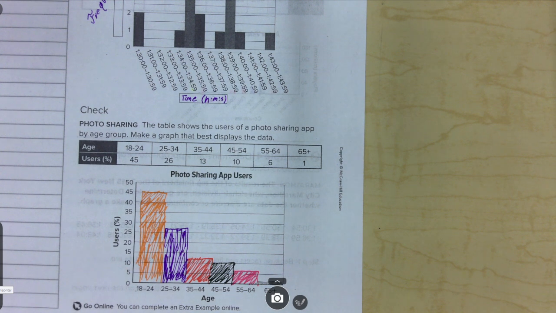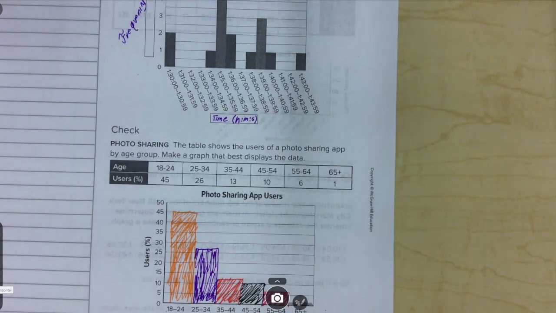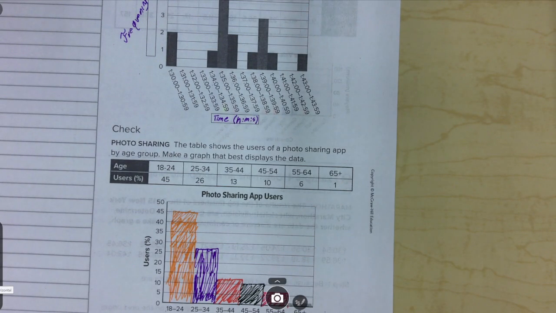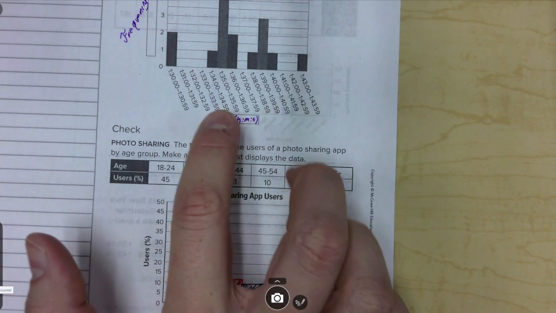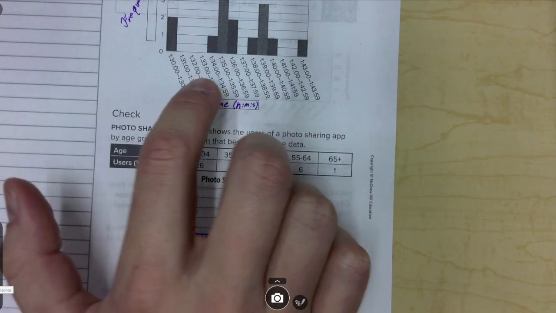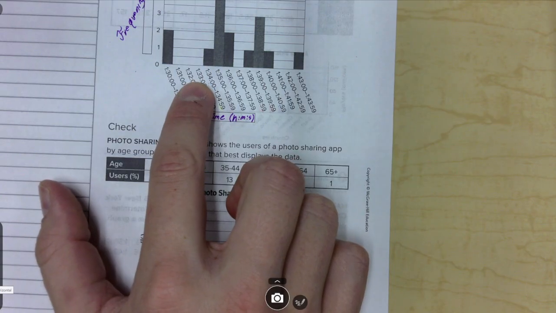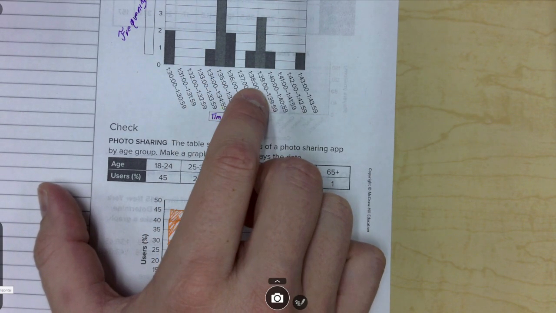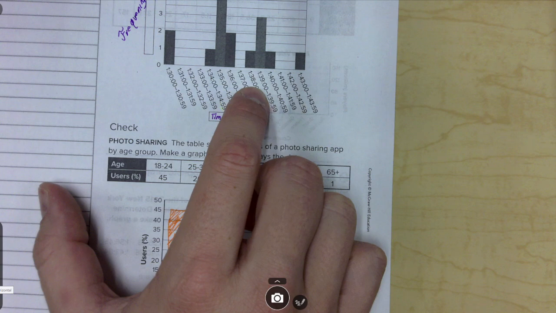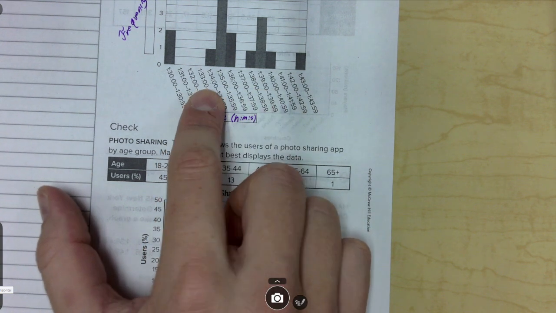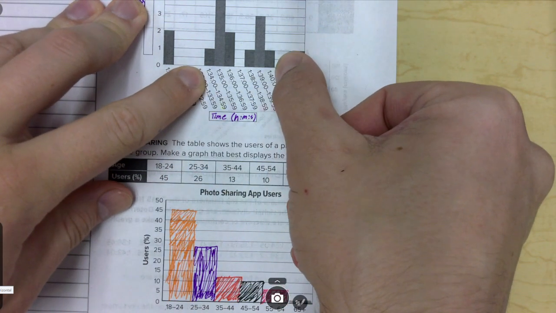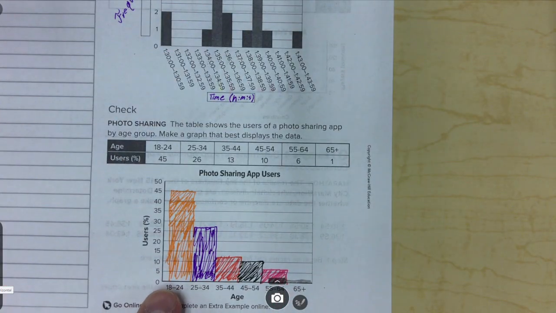Then in the think about it, it asks us to describe the histogram. For the one above, it asks us what does it tell us about the times? Most people, well, if we take a look, I'd say we had 9 people finish between a minute 34 and a minute 36. Then we had another 5 people finish after that. So I would honestly say most people finish between this time frame, just because it's where most of the data lies. Down here, it's younger people share more photos.